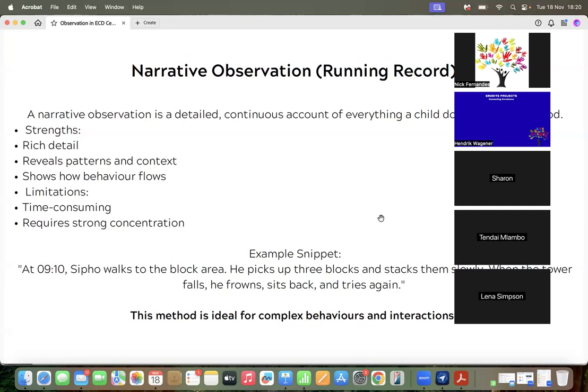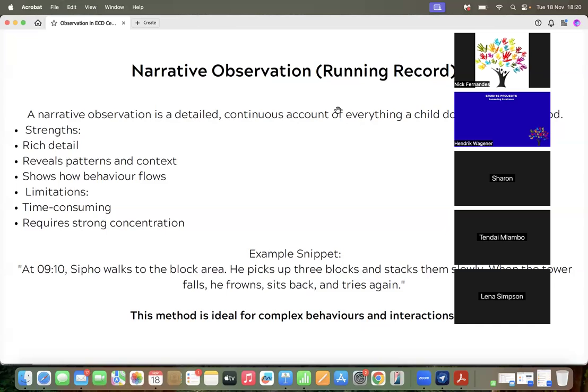Can you give us another example of a narrative observation or running record? If I understand correctly, it's like observing a child that is getting frustrated or that has problems in a different way of growing. Is that the observation?